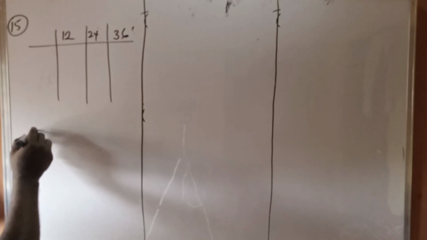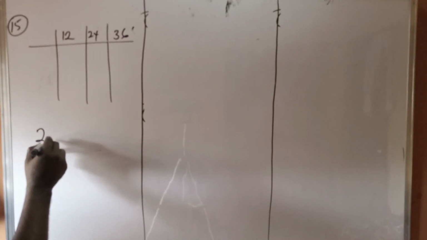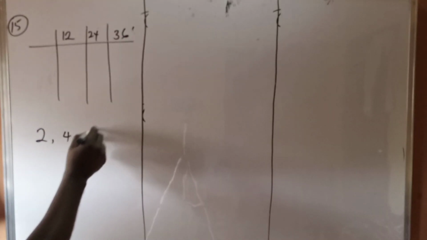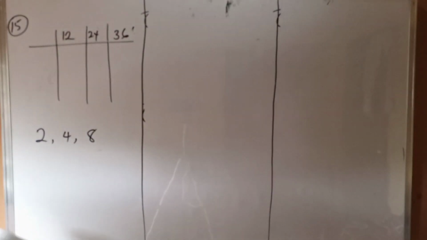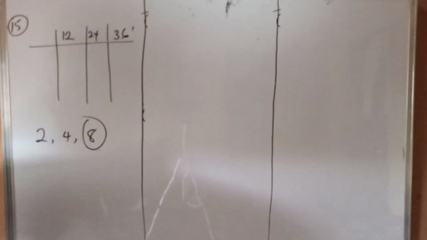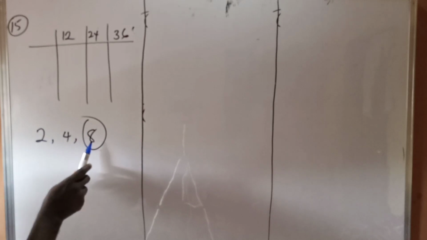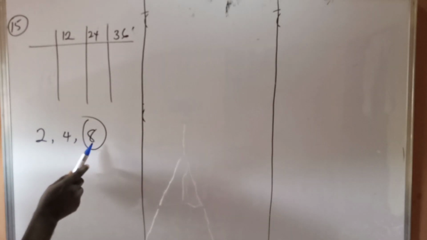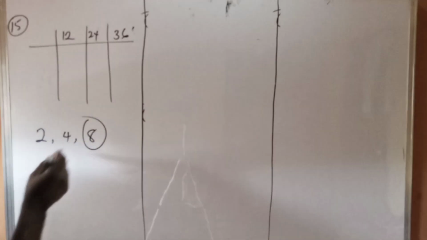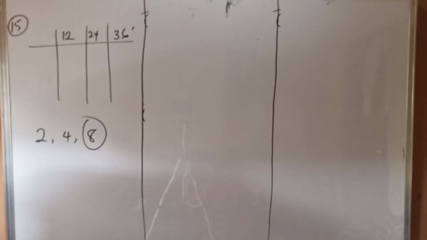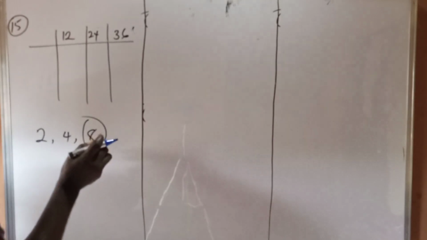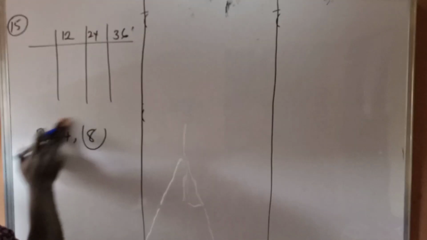Just like when you find the LCM of 2, 4, and 8. Instead of calculating, 8 will be your LCM because 2 can divide 8, 4 can also divide 8, and 8 can divide itself. So 8 will be the answer. I believe this is clear. So in this case, we are going to solve everything.